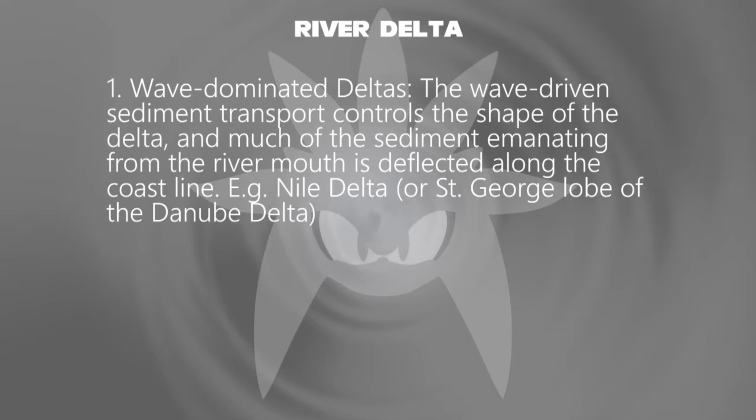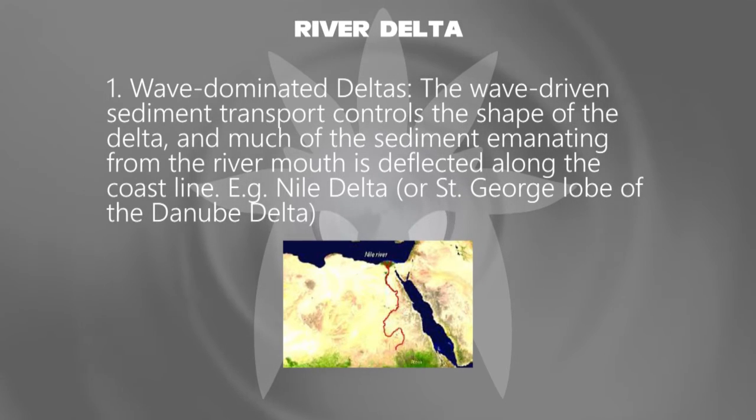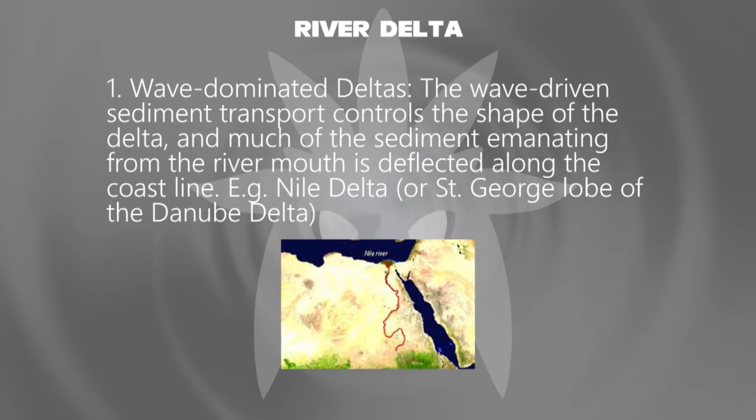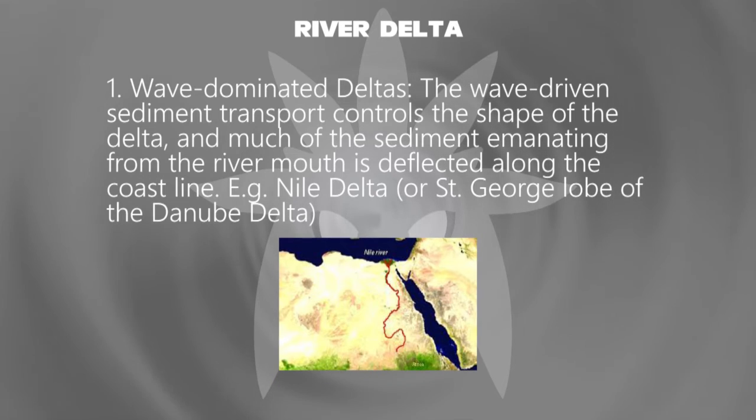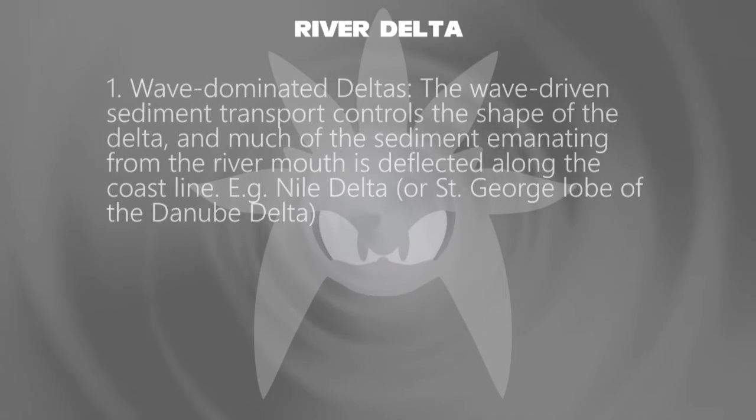The wave-driven sediment transport controls the shape of the delta, and much of the sediment emanating from the river mouth is deflected along the coastline. For example, the Nile Delta, or the St. George lobe of the Danube Delta, in which waves are the dominant factor shaping the fluvial sediment.